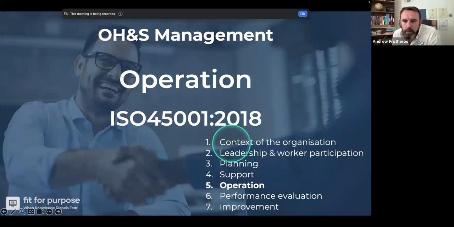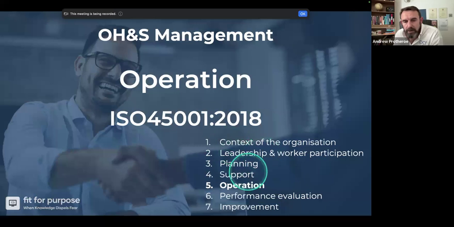Context, what company are we? Do we know who we are? Yes, we do. Have we got good leaders? Not just managers, leaders. People who are going to motivate people, inspire people, worker participation, get everybody involved, planning, back to the risk assessments, objectives, support all of the training, the communication, like we've just covered.